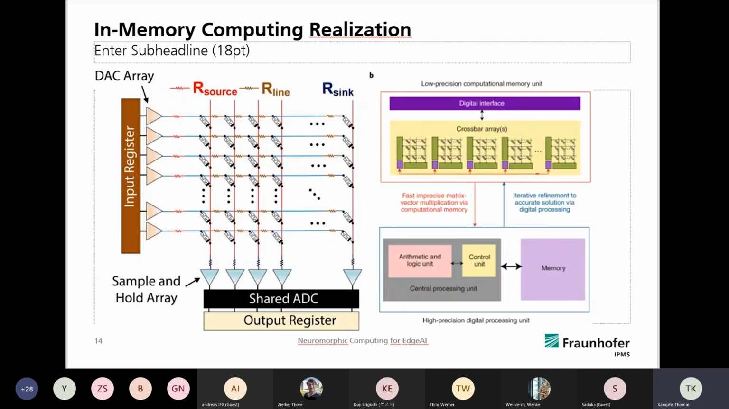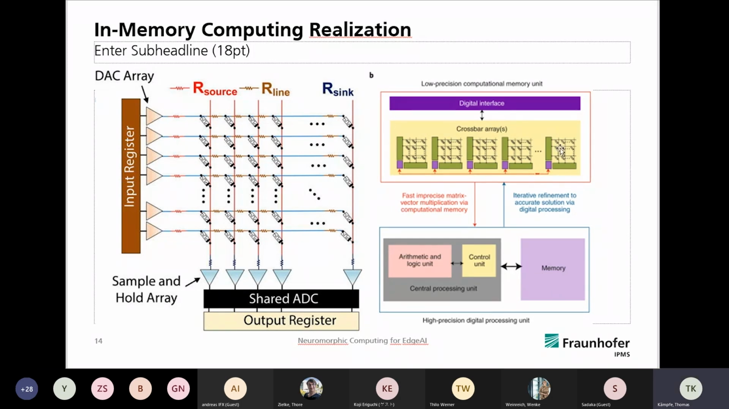How is in-memory computing now realized? In general, a very basic scheme consists of the digital analog converter, an array of these memories, volatile or non-volatile memories, and an input line and the output line, which accumulates the current, which is then sensed and digitized with an analog digital converter at the end of this drain line. Typically, that's what we call a crossbar.